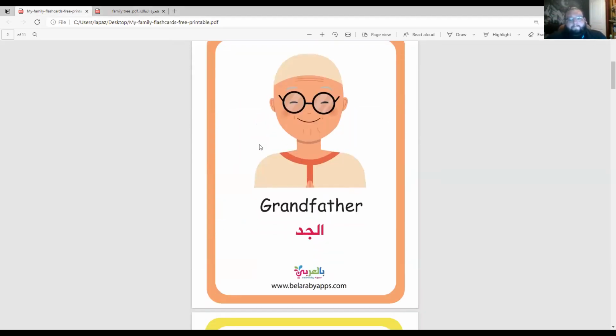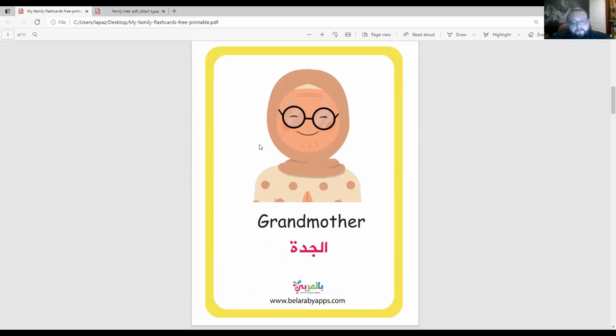The first one is the grandfather. That would be الجد. It's ألف لام جيم and دال. And then the female would be الجدة. So we only add a تاء مربوطة at the end. Okay, so these are the grandfathers, or we call them جد and جدة, or أجداد, which would be the plural for both of them.